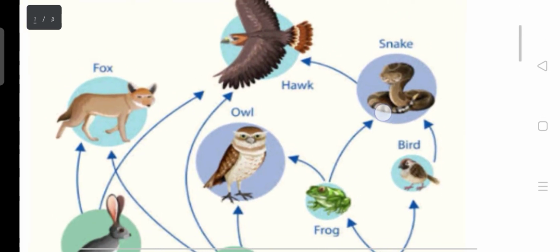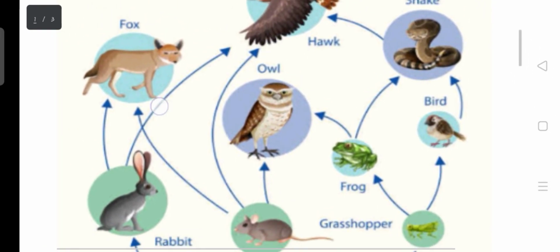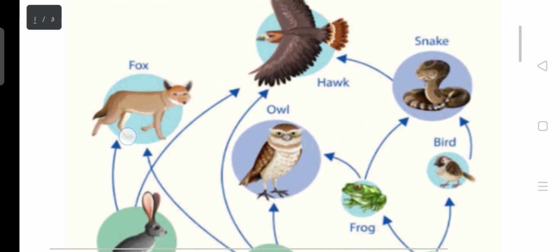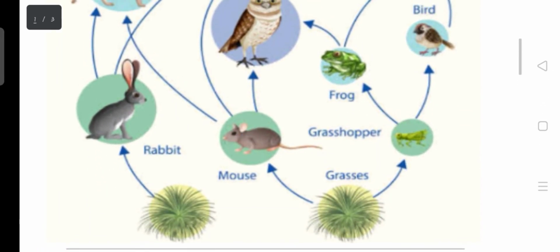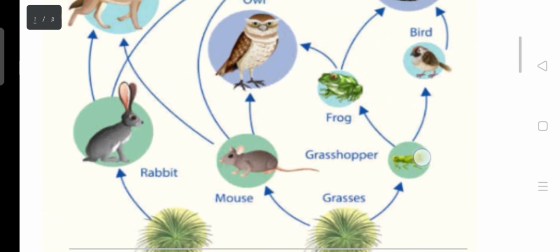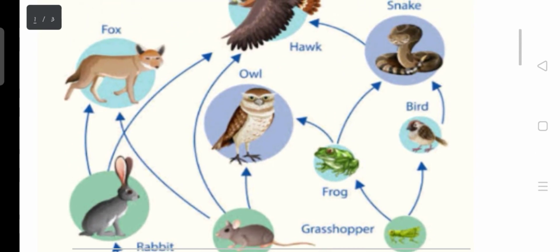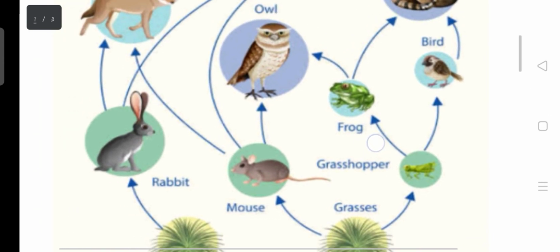You can also see that the frog is being fed by both the owl and the snake. Then the mouse is being fed by both the owl and the fox. The rabbit too is being fed by both the fox and the hawk. You can also see that the rabbit feeds on the grass, and not only the mouse and the grasshopper. So this is what we call multiple food chain. As the number of organisms increases, the food chain multiplies, and this can lead to what is called a food web. And that will be our next topic.